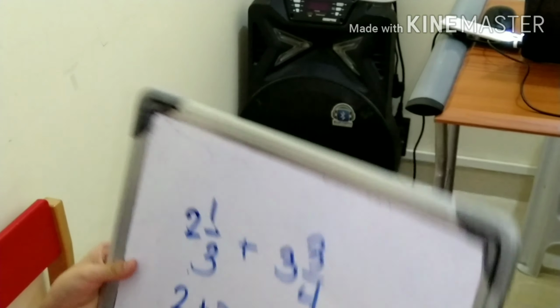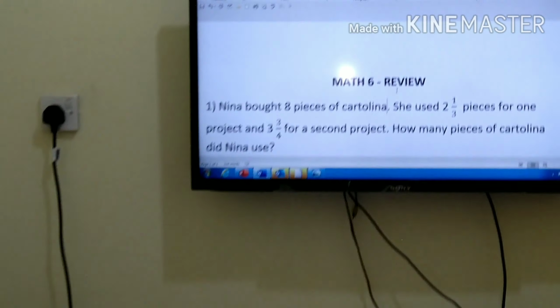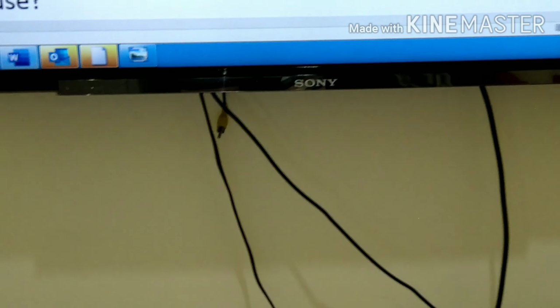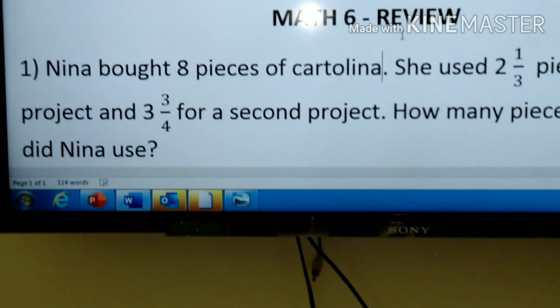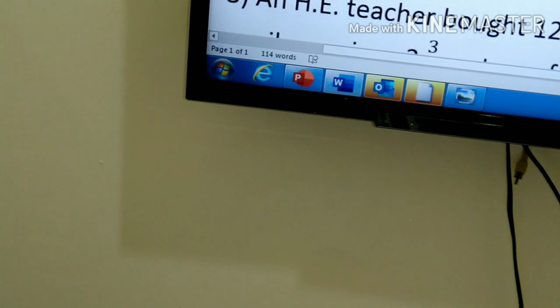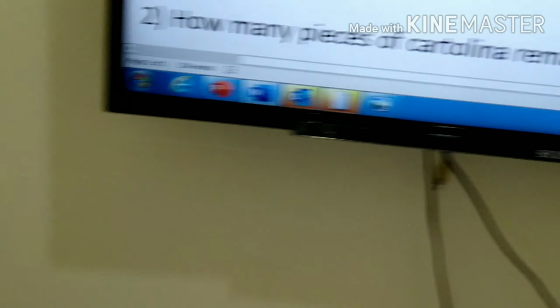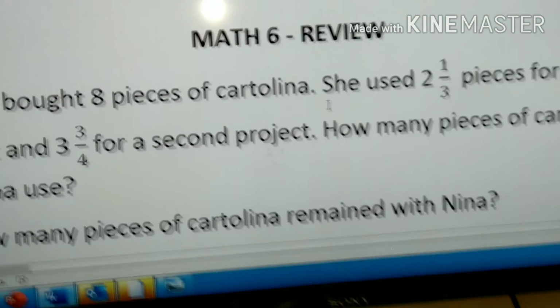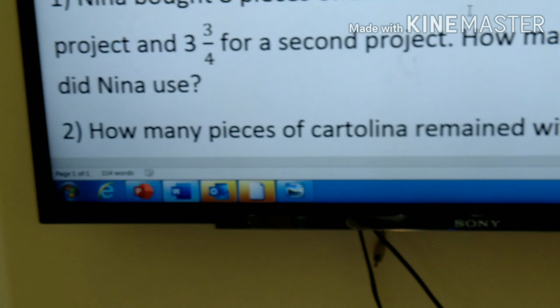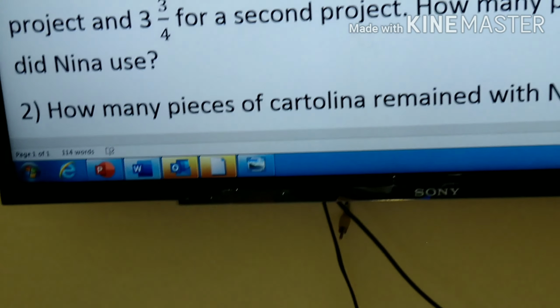Okay, so the answer is 6 and 1 over 12. So, how many pieces of cartolina did Nina use? So, your answer is 6 and 1 over 12. Okay, so let's proceed to question number 2. Okay, so here's the question. How many pieces of cartolina remained with Nina?